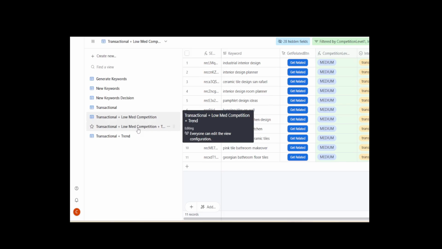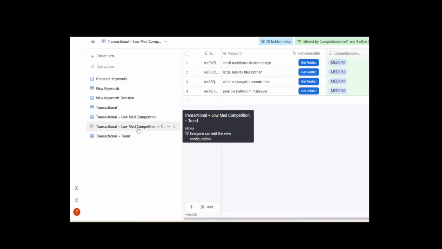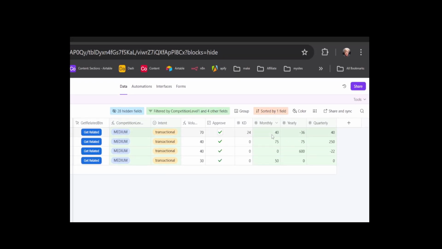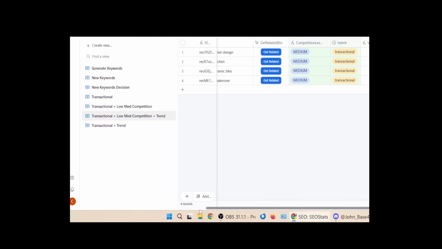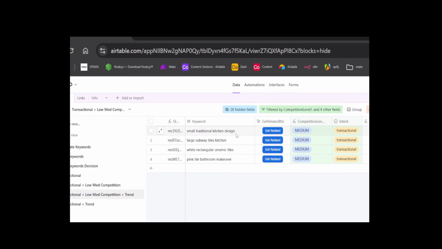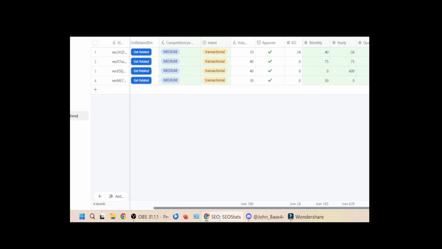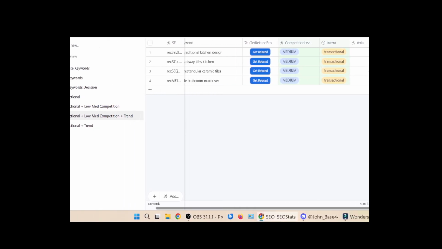I'm going to go one step further and look for transactional keywords with low to medium competition that are also on a positive trend, whether that is monthly, quarterly, or yearly. So over here, at least one of monthly, quarterly, or yearly is positive. And that narrows down the next blog to small traditional kitchen design, large subway tiles kitchen, white rectangular ceramic tiles, and pink tile bathroom makeover. These are medium competition, transactional intent, and they have at least one timeline on which they are trending in a positive way.